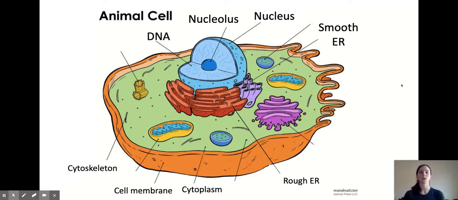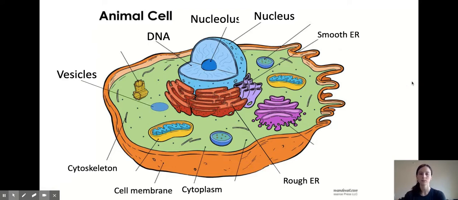So the smooth ER breaks down toxins and waste products, and you actually have a lot of smooth ER in the cells that are in your liver because it's responsible for a lot of the detox that goes on in your body. Vesicles are what actually move things around through the cell. So you've got a protein made in the rough ER, it is going to go into a vesicle and then go wherever it needs to go, either within the cell still or leaving the cell.